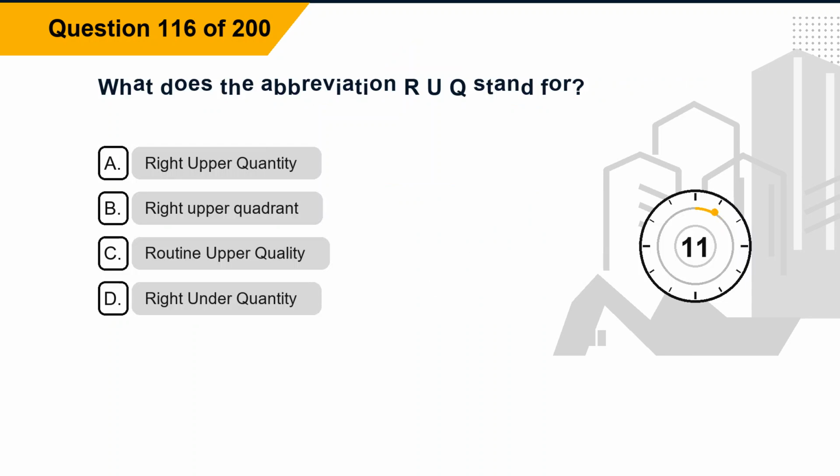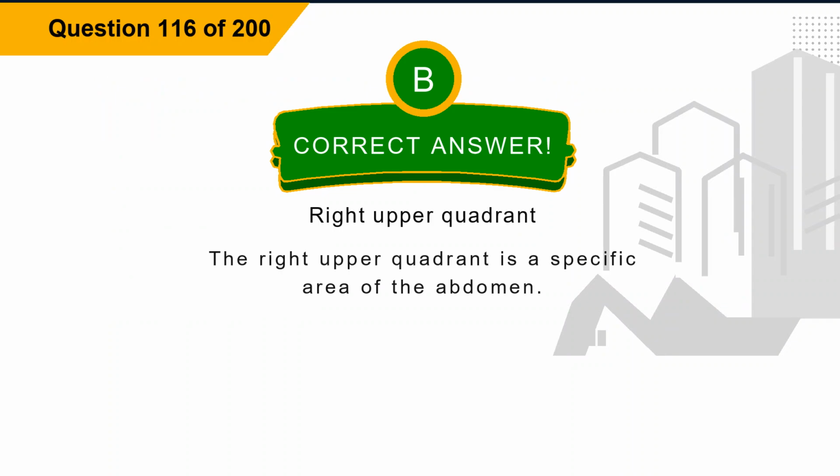Question 116. What does the abbreviation RUQ stand for? Option A, right upper quantity. Option B, right upper quadrant. Option C, routine upper quality. Option D, right under quantity. The correct answer is option B, right upper quadrant. Explanation. The right upper quadrant is a specific area of the abdomen.